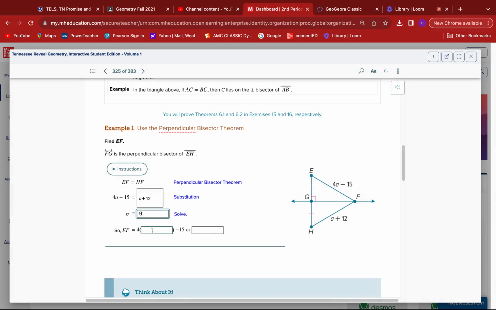All right, so now we're going to do a little plugging and chugging. I'm going to take that A out and replace it with 9. So 4 times 9 minus 15. Well, 4 times 9 is 36, minus 15 is 21. So the length from E to F is 21, which means the length from H to F is also 21.